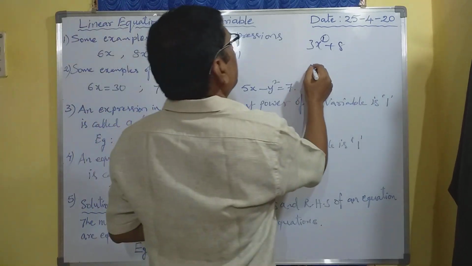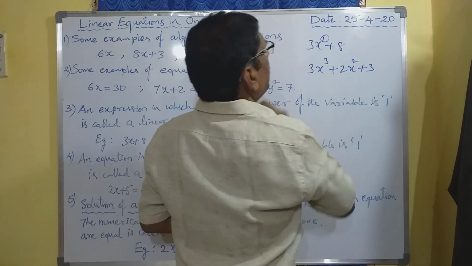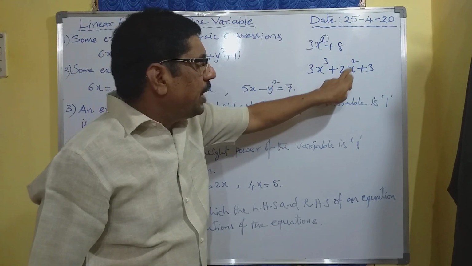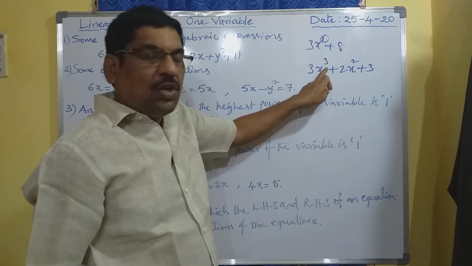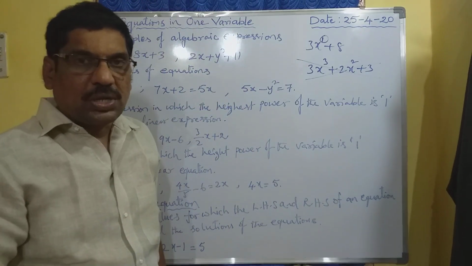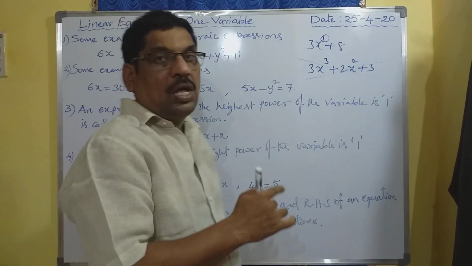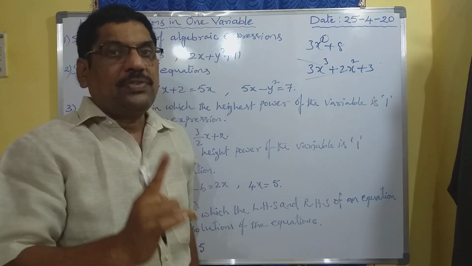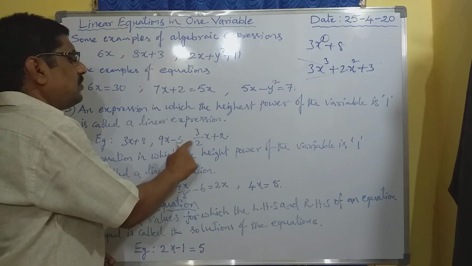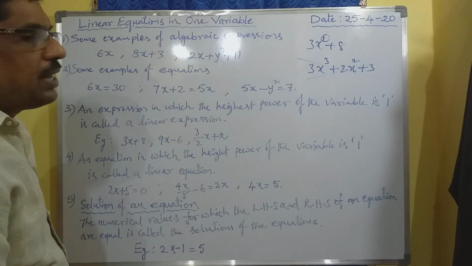For example, if you take 3x to the power of 3 plus 2x square plus 3, in this what is the highest power? X to the power of 3, x to the power of 2. The highest power is 3. So it is not a linear expression. A linear expression is an algebraic expression in which the highest power of the variable is 1. Now see, 3x plus 8, 9x minus 6, 3 by 2 into x plus 2. These are all the examples of linear expressions.